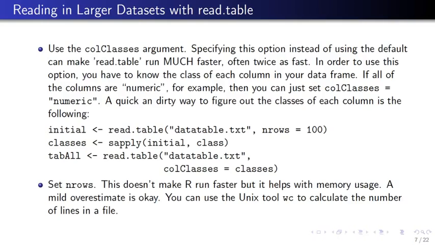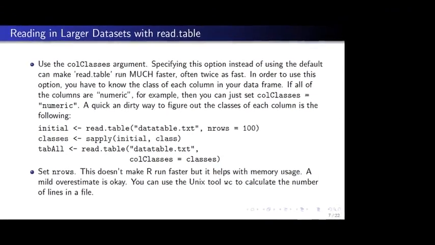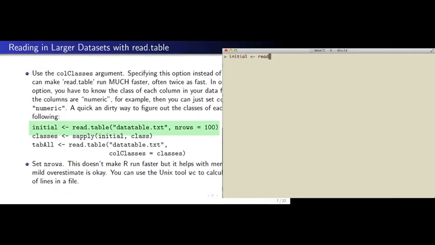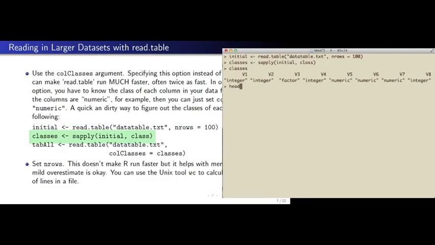If you have a few columns in your data set, then you can usually just say what the classes are. But if they're all the same, then, for example, if all the columns are numeric, you can just set colClasses equal to numeric. If you only give it a single value, it will just assume that every column has that same class. So if you just say numeric, it will assume that every column is numeric. Otherwise, if you have a huge data set, you can read in maybe the first 100 or the first 1,000 rows by specifying the nrows argument, and then loop over each of the columns using sapply and calling the class function.